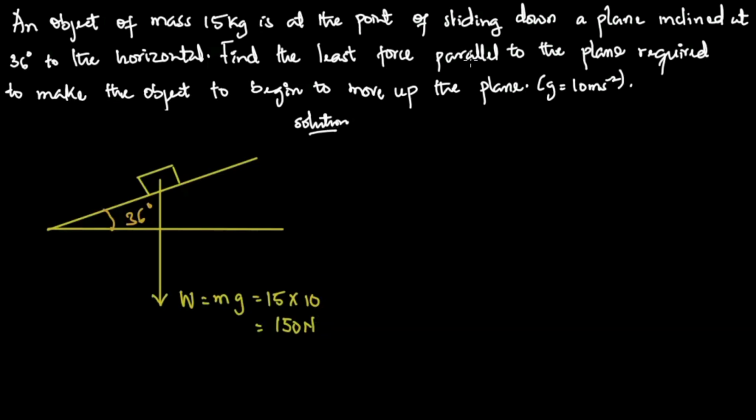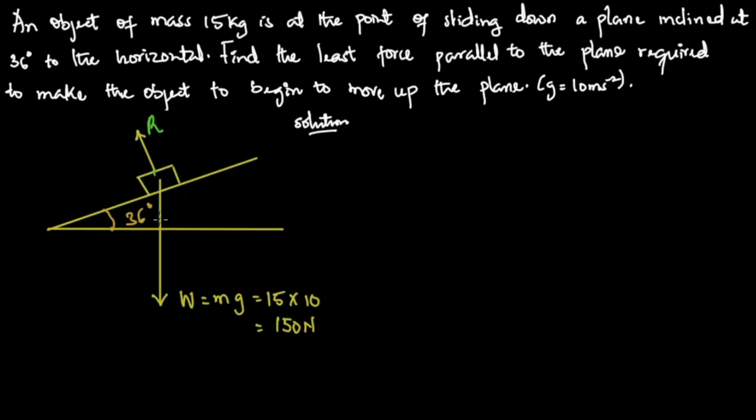Now, moving to the second part of the question, it says find the least force parallel to the plane required to make the object begin to move up the plane. For every inclined plane, when an object lies on it, the object will always have a force perpendicular to the inclined plane. So there's going to be a force in this direction. The force is known as the normal force or the normal reaction. So let's represent this force with R.